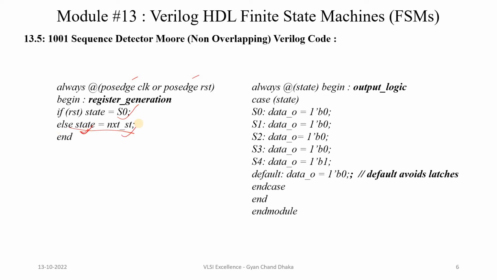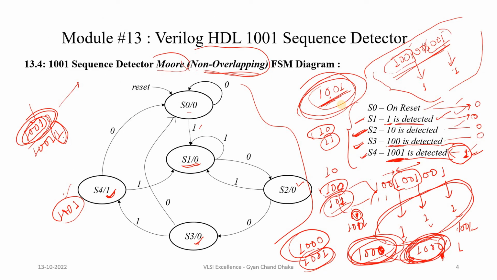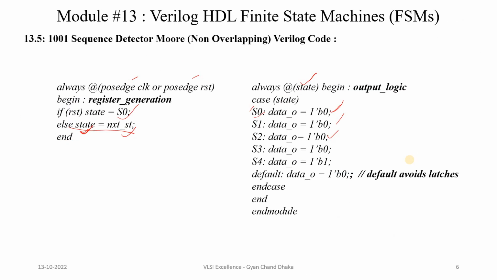And this is our output logic, where this is a Mealy type of FSM, so the output depends only on the present state. If our present state is S0, the output is going to be 0, as we discussed, because our output is detected in S4 state. So only in S4 state is the output 1, otherwise it will be 0. And by default the output is going to be 0.